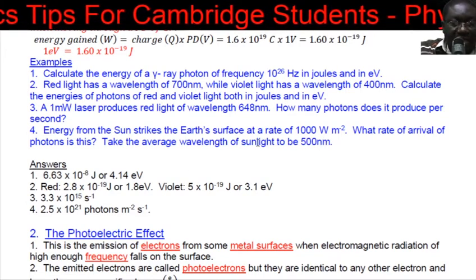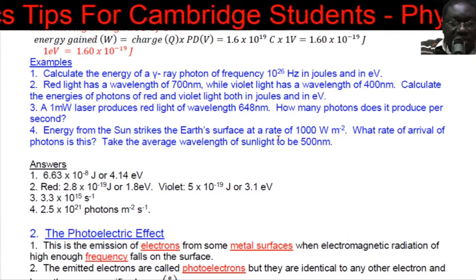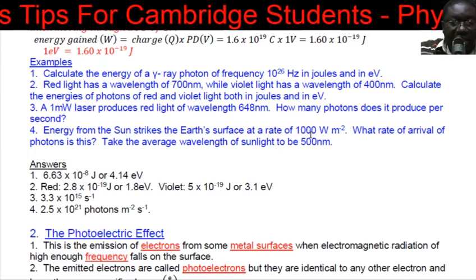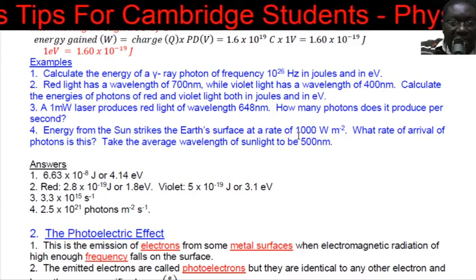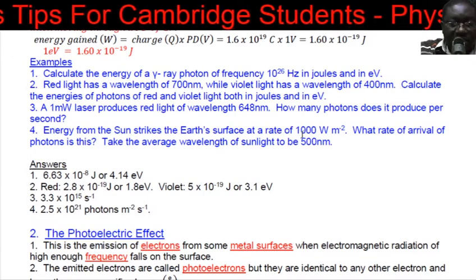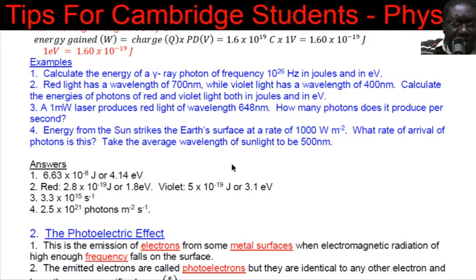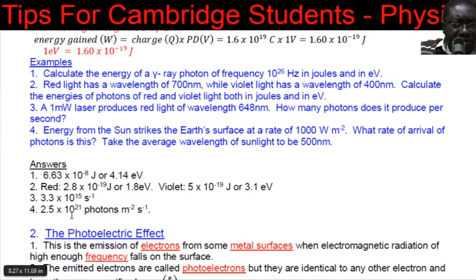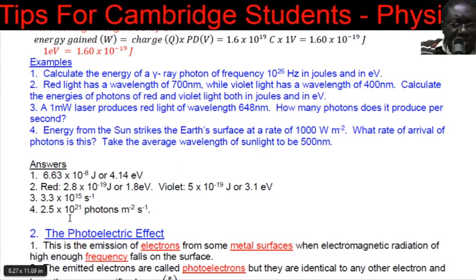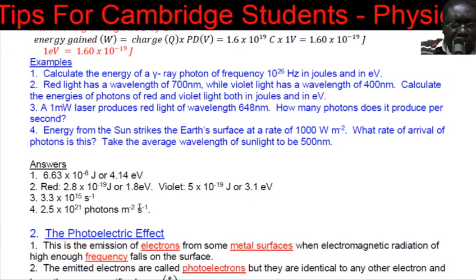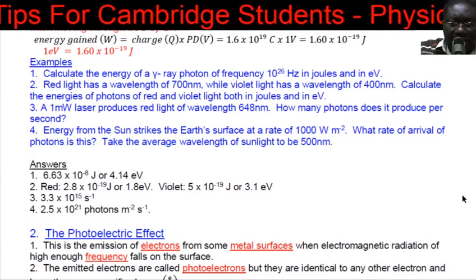When you do that, this is the energy of one photon of sunlight. Now we want to find the rate of arrival, which is going to be this 1000 divided by that energy you found, per square meter. So it's going to give you 2.5 times 10 to the power of 21 photons per square meter per second.